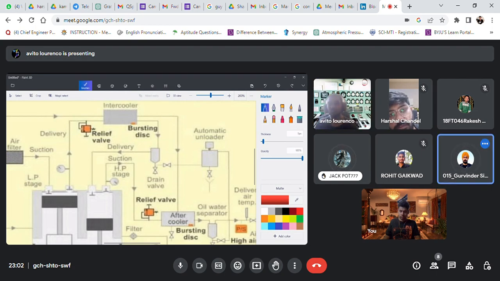Yes. So there will be both present, relief valve and bursting discs, among the compressor safeties. My answer will be both.